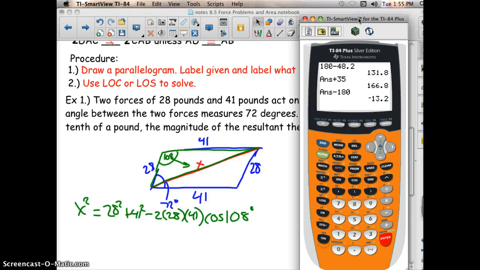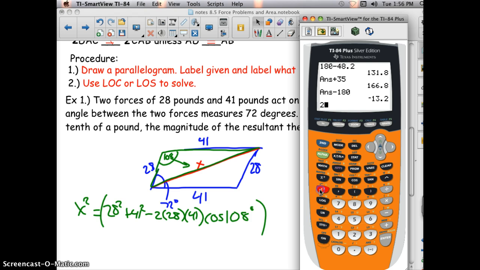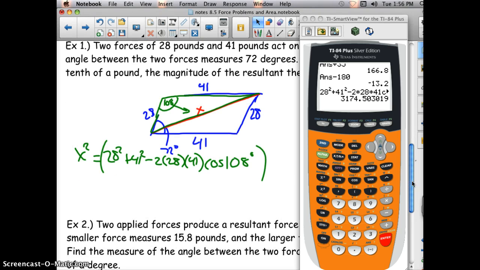And actually, I can evaluate this whole left side of the expression in one fell swoop. I can do it all at once. 28 squared plus 41 squared minus 2 times 28 times 41 times the cosine of 108 degrees. Make sure your mode is in degrees. I checked earlier, my calculator is in degrees. So I have x squared equals 3,174.503. And take the square root of both sides here.